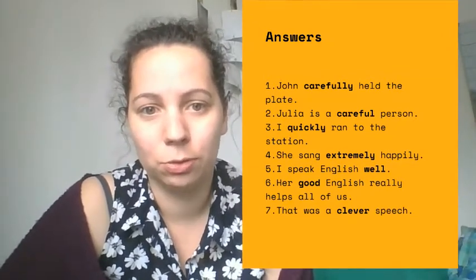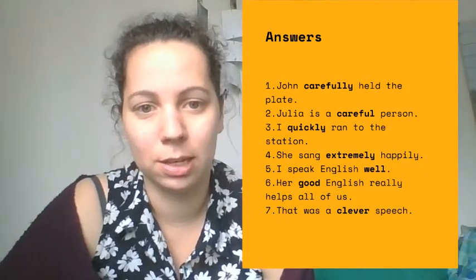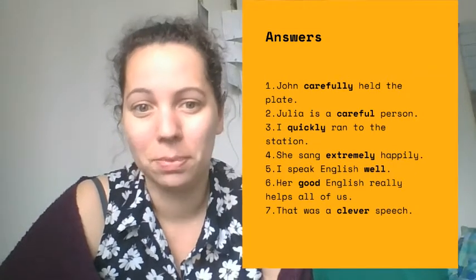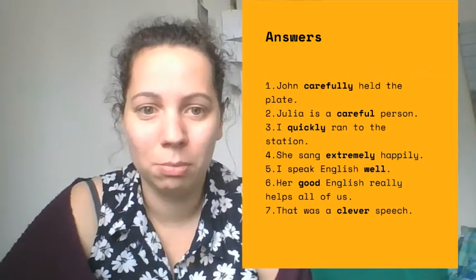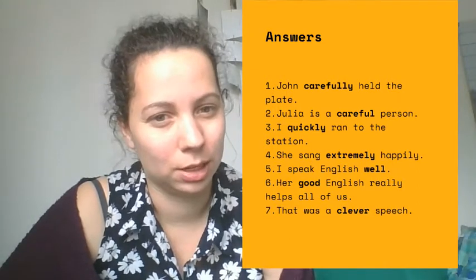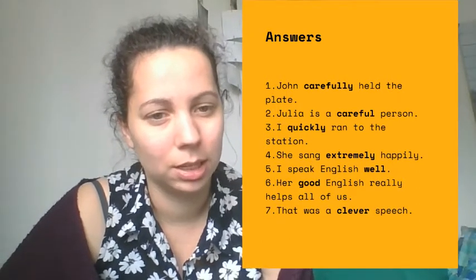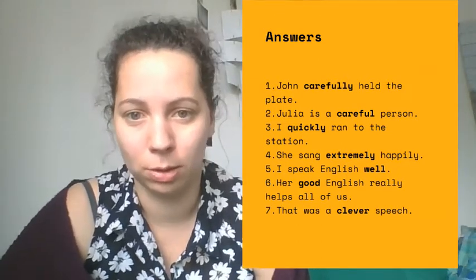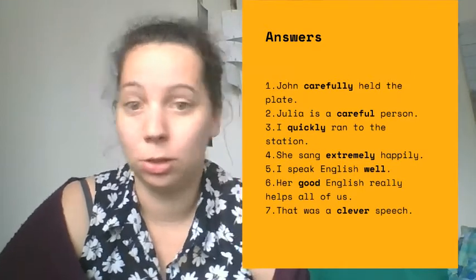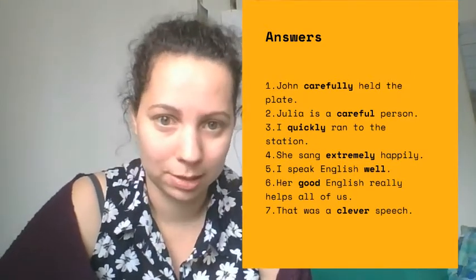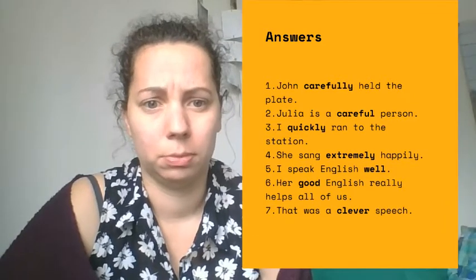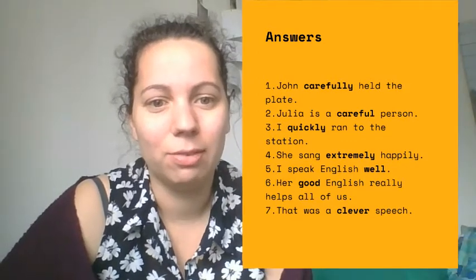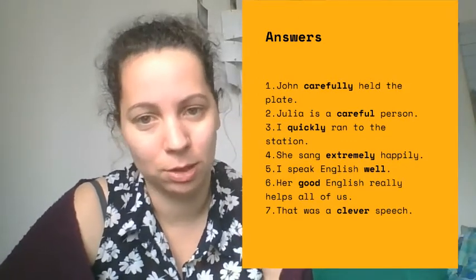In 3, I went for quickly because I think it makes most sense that the running is done quickly. So that's why I used that one there. In 4, the extreme goes with how happy this person is singing, I think. So how happily this person is singing. And happily is an adverb because happily says something about the way she was singing. And that means I need to use an adverb to give extra information about that adverb. Whoa, that sentence was really hard. But anyways, extremely happily.